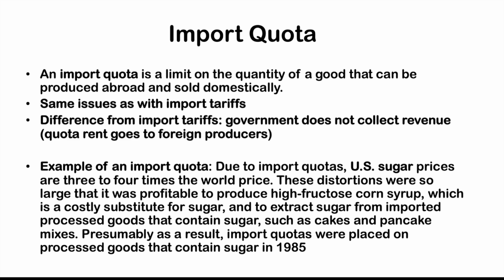One example of an import quota was sugar. Due to import quotas, U.S. sugar prices are 3 to 4 times the world price. These distortions were so large that it was profitable to produce high fructose corn syrup, which is actually a costly substitute for sugar, and to extract sugar from imported processed goods that contain sugar, such as cakes and pancake mixes. It's possible that import quotas were also placed on these processed goods that contain sugar in 1985 as a result of that.